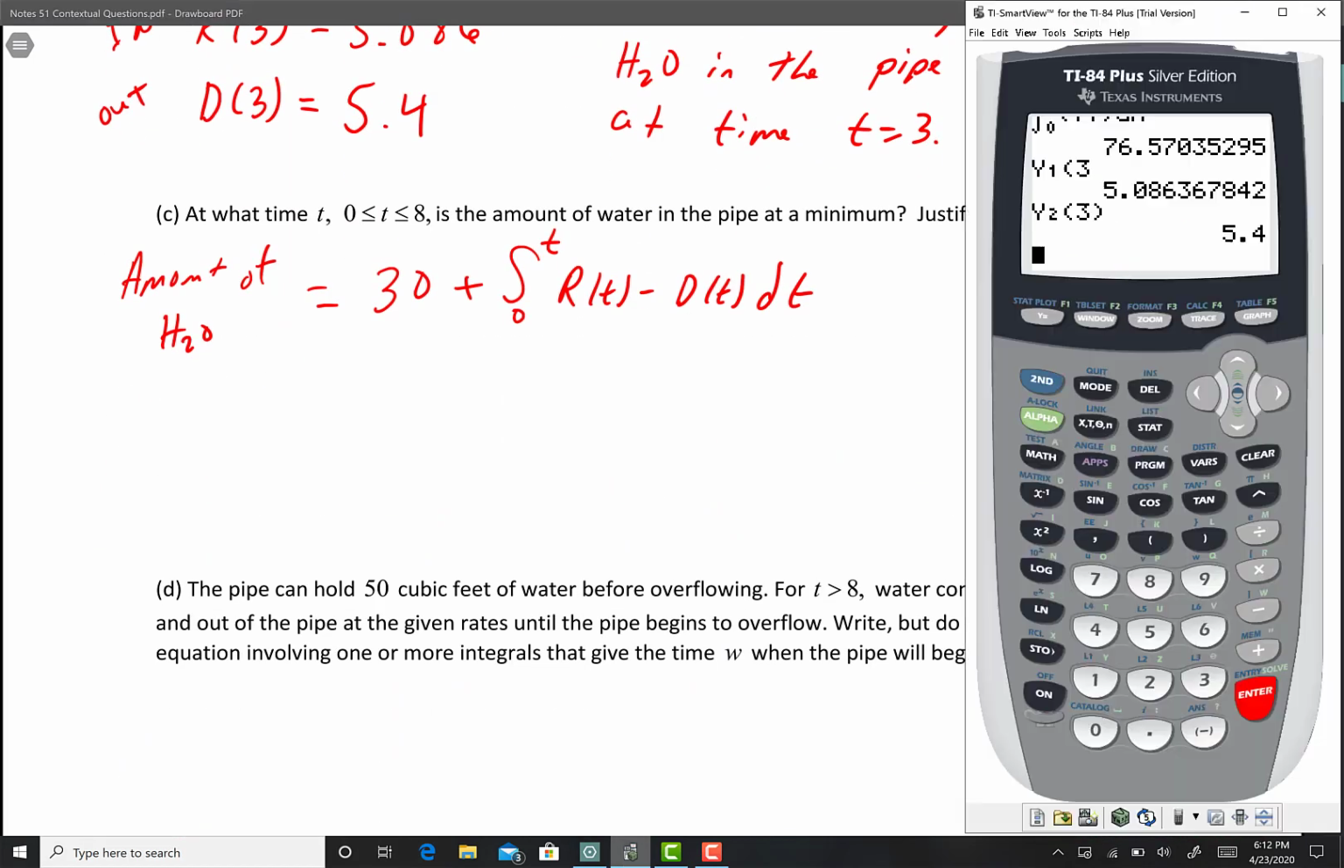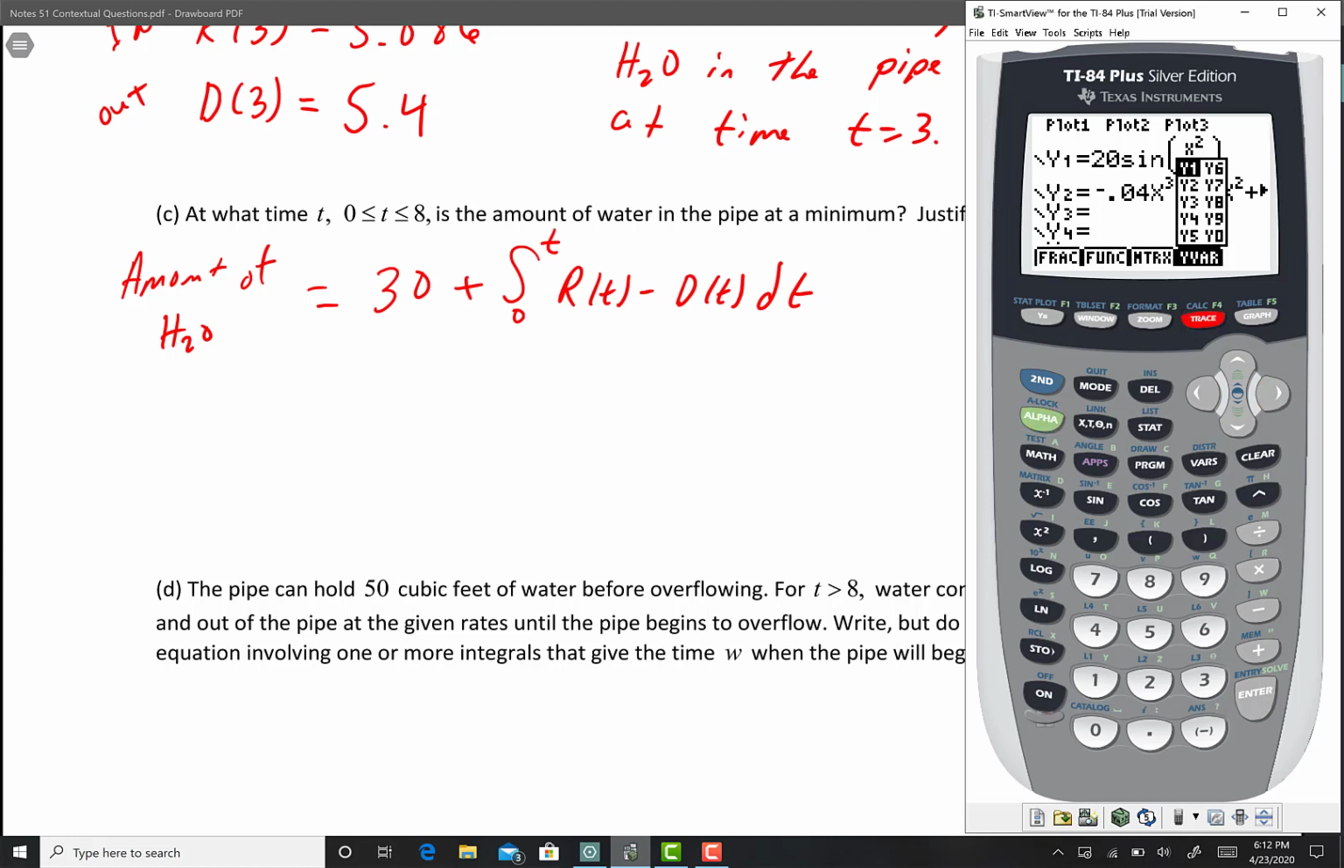So here we go. I'm going to go to my little calculator. I'm going to go to y equals. I'm going to turn off y1 and y2. So turn off y1. I'm going to turn off y2. And I'm going to come right here to y3, and I'm going to go alpha y1 minus alpha y2, the amount going in minus the amount going out. And these are both rates. Remember that, guys. So this y1 minus y2 is going to give me my net rate.